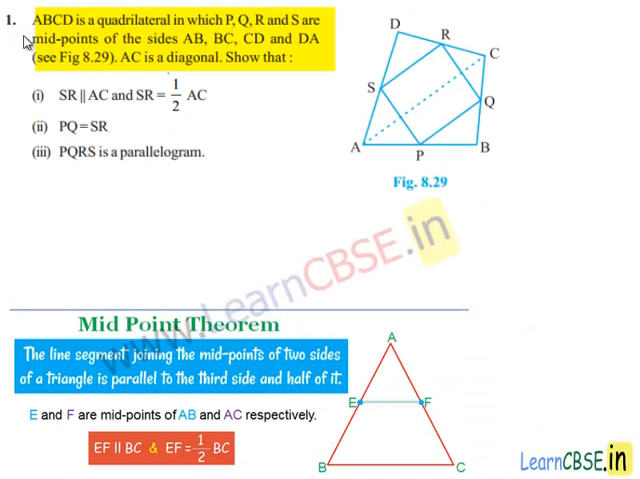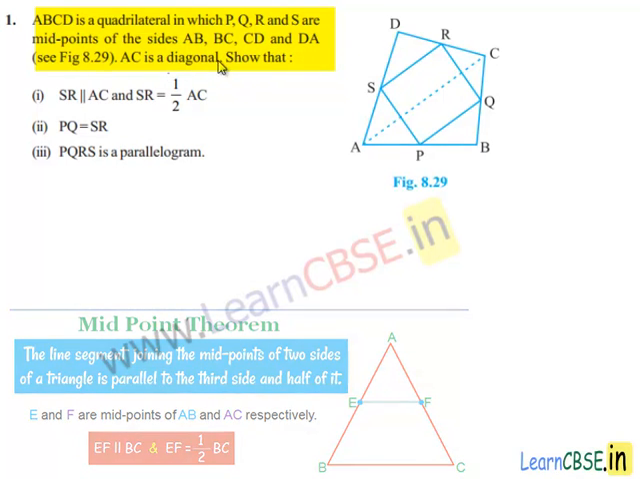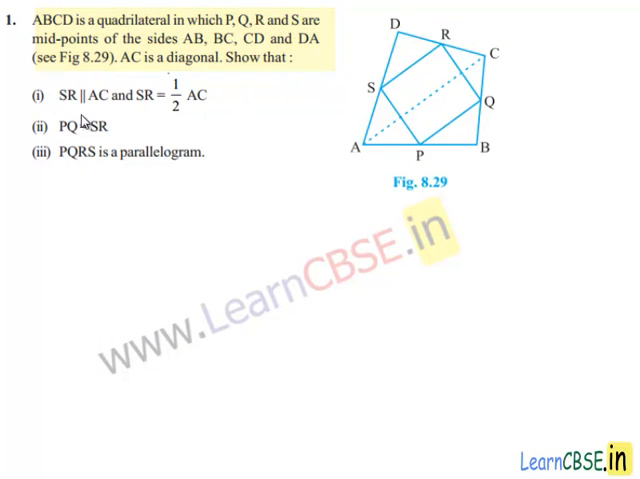Moving on to the first question. ABCD is a quadrilateral in which P, Q, R and S are midpoints of sides AB, BC, CD and DA respectively, and AC is diagonal. Show that SR is parallel to AC and SR is equal to half times AC. Second, PQ is equal to SR. Third, PQRS is a parallelogram.